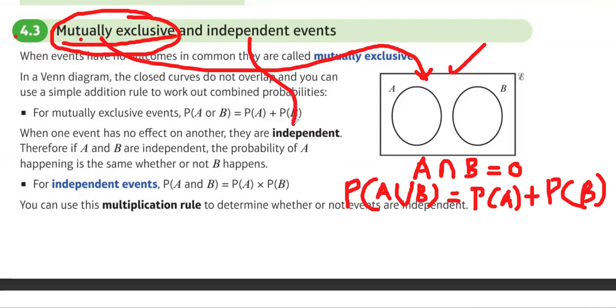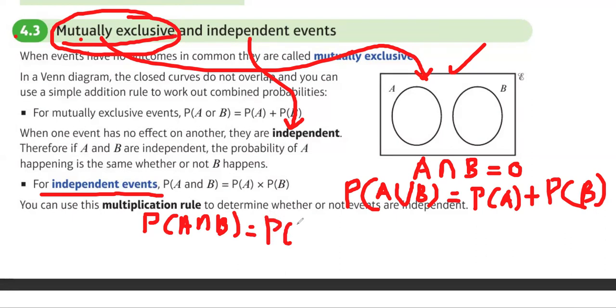Then independent events: when one event has no effect on another, that is called independent. For this type of independent events, we can use P(A intersection B) equals P(A) times P(B).